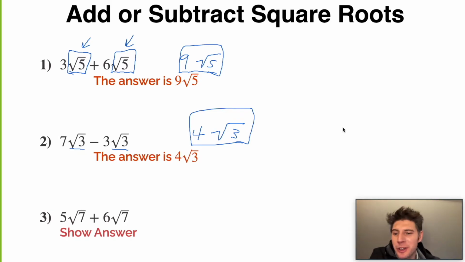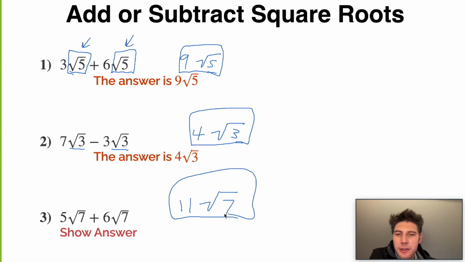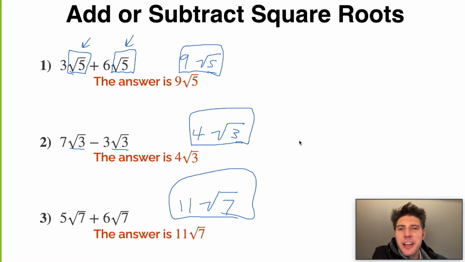So now another one, 5 root 7 plus 6 root 7. Well, it's the exact same idea again. We have 5 root 7s plus 6 root 7s. 5 plus 6 is 11. And then we have 11 root 7s. And we can check that one. And that's the answer. Let's try 3 more that are slightly trickier.